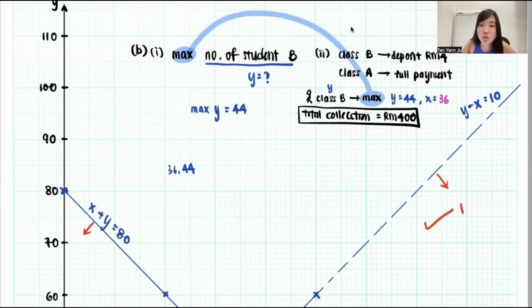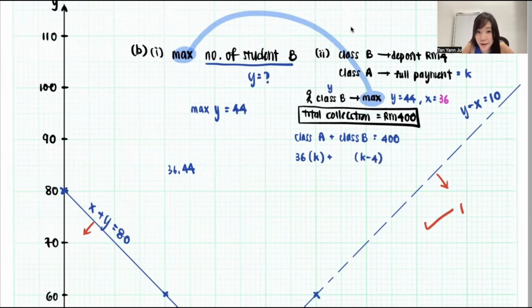Now, let me start inside. The total collection on that day itself: on that day, class A needs to make full payment. What is the full payment? I don't know, let's call it K. So it should be class A students' payment plus class B students' payment, equal to 400 ringgit, correct? Class A needs to pay the full payment and class A has 36 people. Class B no need to pay the full payment because they already paid 4 ringgit, so they need to pay the balance. The balance is K minus 4, correct?